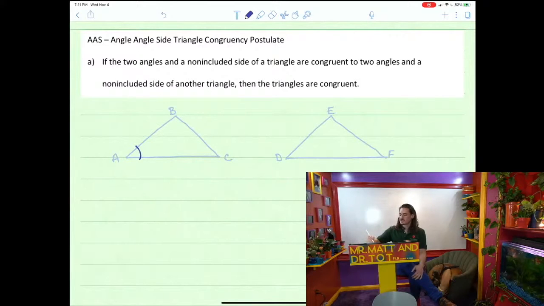So for example, I could say that angle B is congruent to angle E, angle C is congruent to angle F, and side length AC is congruent to side length DF. That would also prove angle side congruency. And lastly, the last combination here, if I told you that angle C is congruent to angle F, and angle A is congruent to angle D, and side length AB is congruent to side length DE, that would also prove angle side congruency.